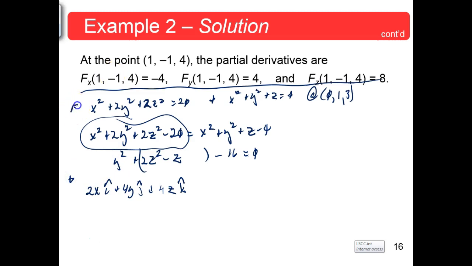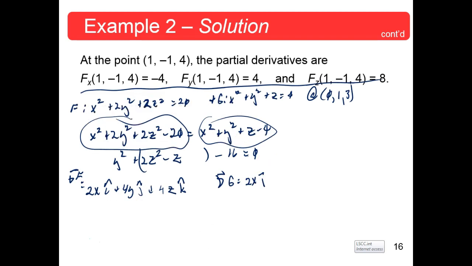Let's call this one F. Let's call this one G. Just so we'll keep them apart. So this is the gradient of F. And here's the gradient of G. What would it be? 2x i.